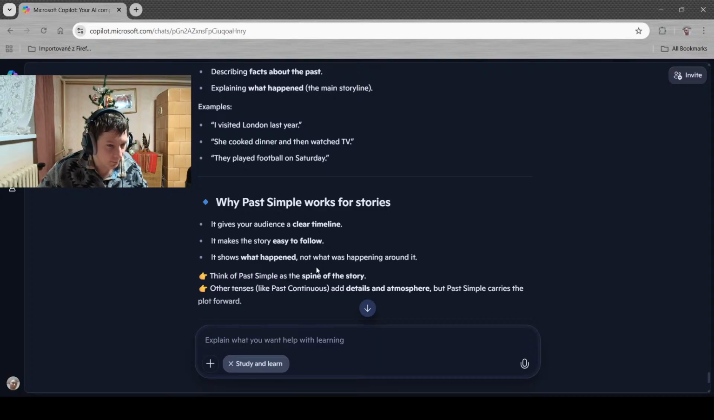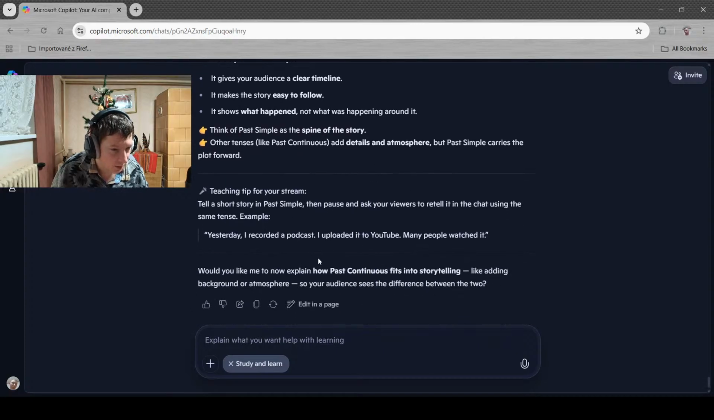Why past simple works for stories? It gives your audience a clear timeline. It makes the story easy to follow. It shows what happened, not what was happening around it. Think of past simple as the spine of the story. Other tenses, like past continuous, add details and atmosphere, but past simple carries the plot forward.